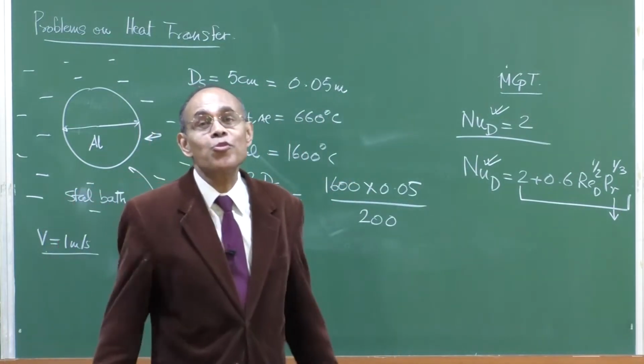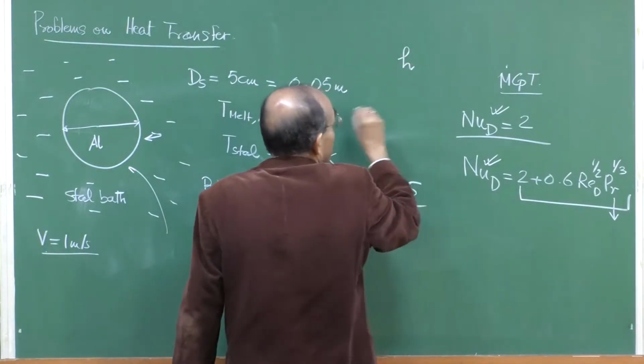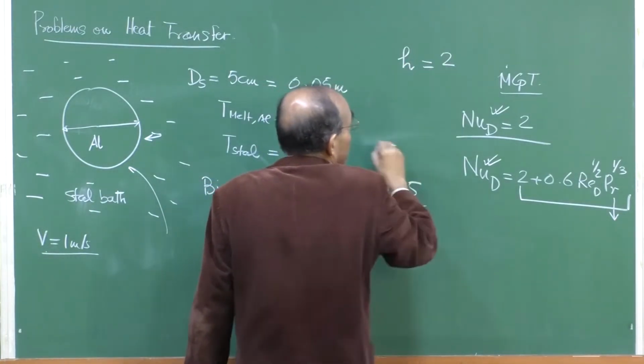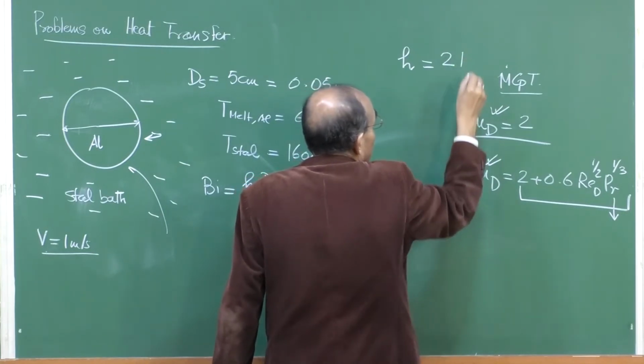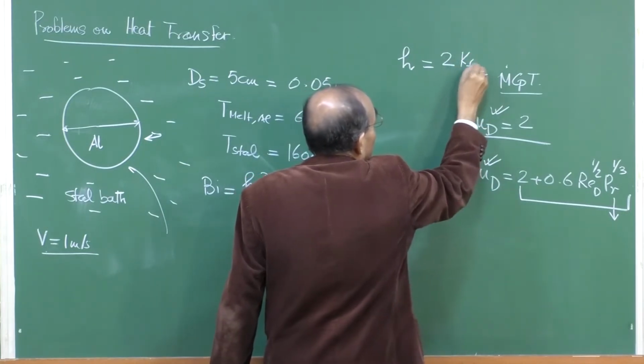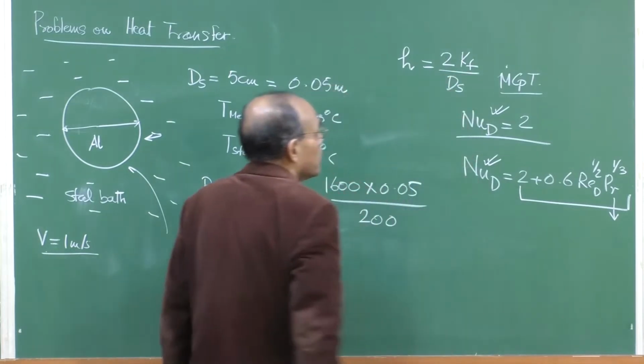Through either of the two routes we should be easily able to calculate the corresponding heat transfer coefficient, which is going to be h equal to Nusselt number times k_fluid divided by d_s.